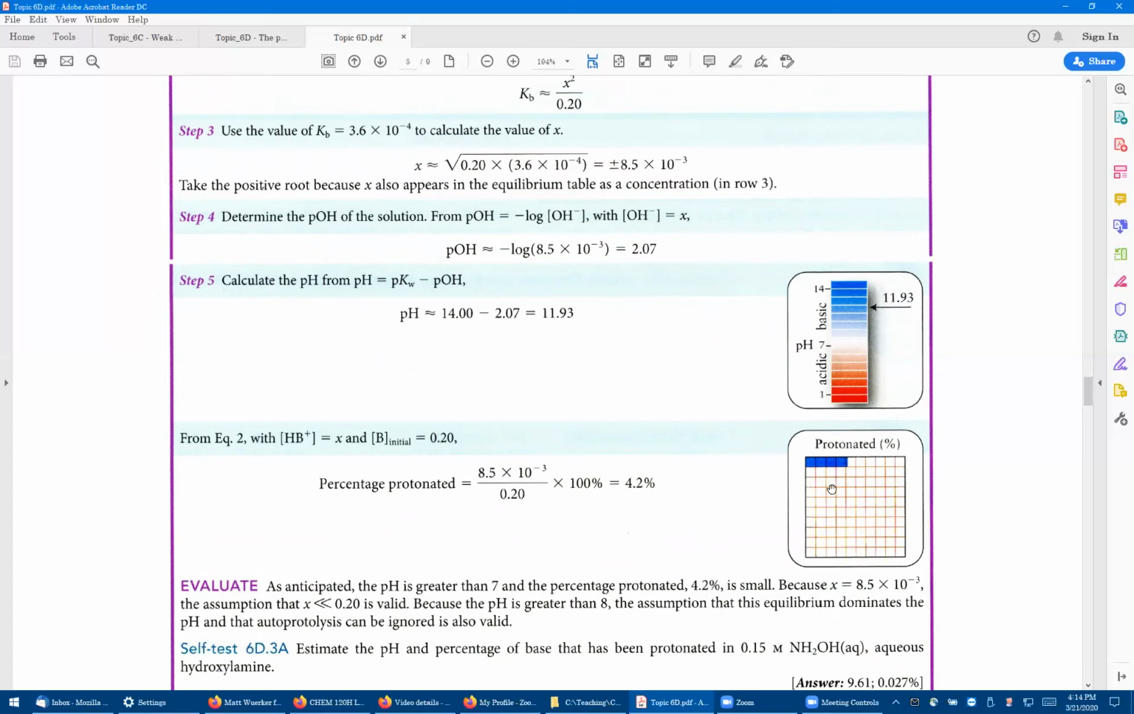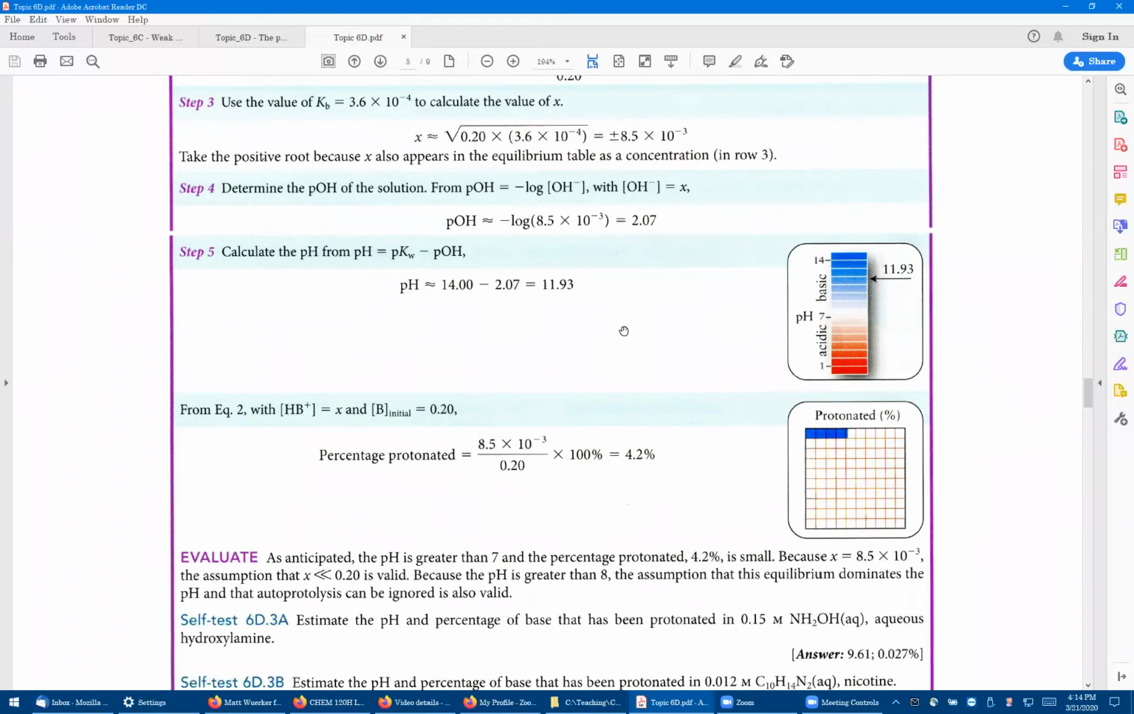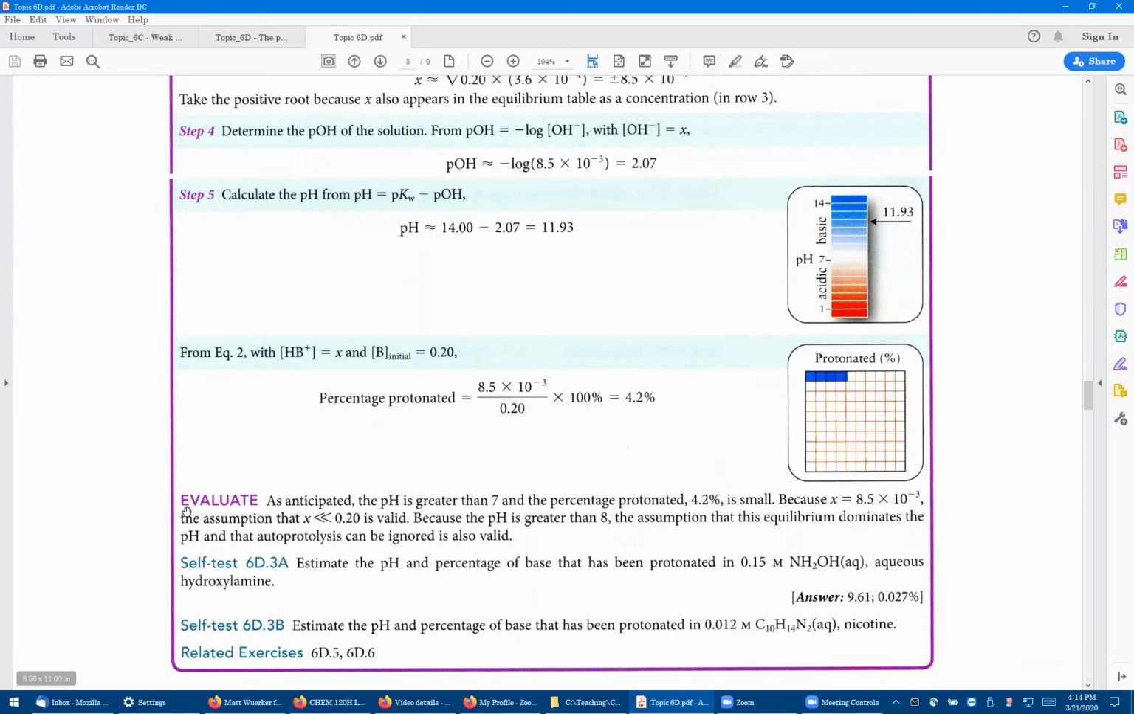It's less than 5%, which is usually a good indication that this simplification up here is a valid one. Okay. So again, evaluating as anticipated, the pH is greater than 7, and the percent protonated is quite small, because 8.5 times 10 to the minus 3 is the value that it has. The assumption that it's much less than 0.2 is valid.